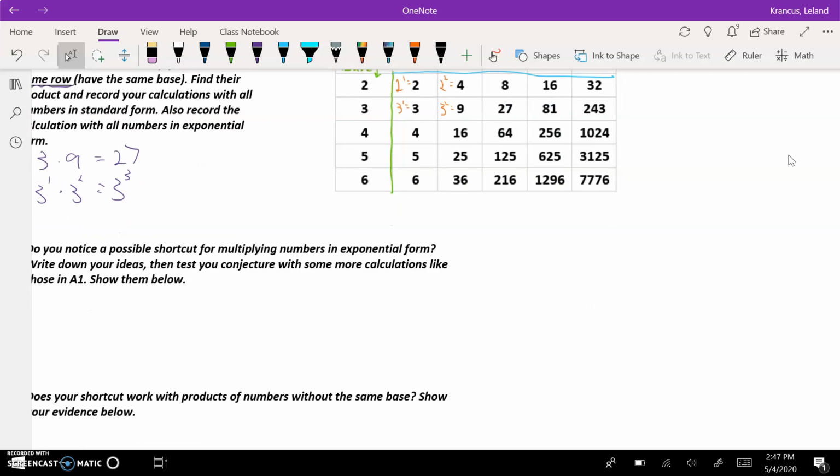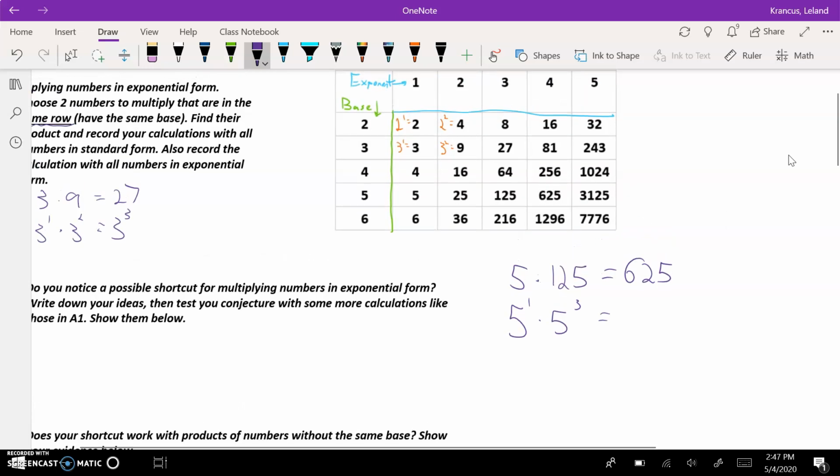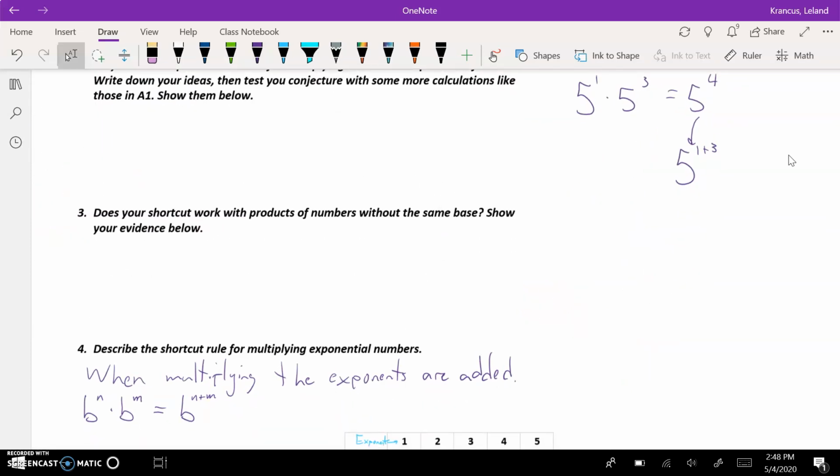So let's say we did something like 5 times 125 is equal to 625. I could write that as 5 to the first power times 5 to the third power equals 5 to the fourth power. So notice that is 5 to the power of 1 plus 3. And this does not work if your numbers don't have the same base.